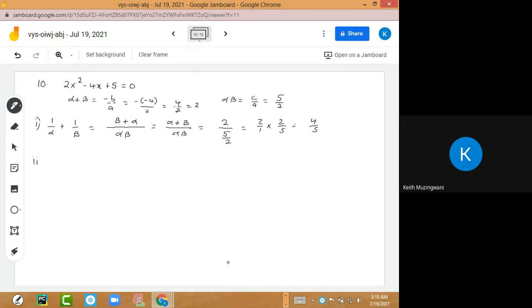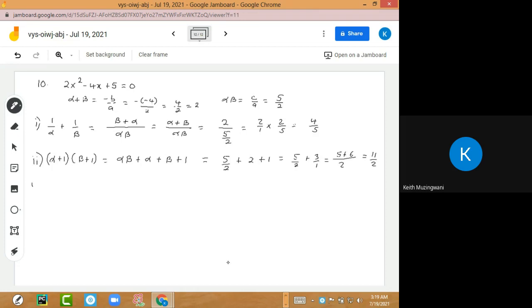Part 2 is asking us to find alpha plus 1 multiplied by beta plus 1. This is alpha beta plus alpha plus beta plus 1. But alpha beta is known, it is 5 over 2, plus alpha plus beta is 2, plus 1. That is 5 over 2 plus 3 over 1, 2 down, and then 5 plus 6, which is 11 over 2.